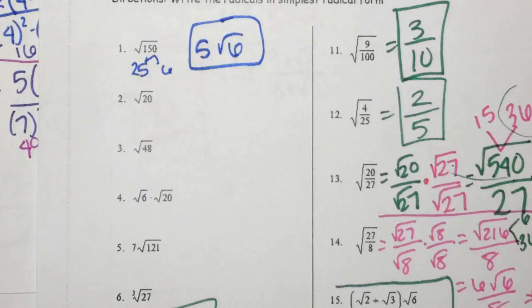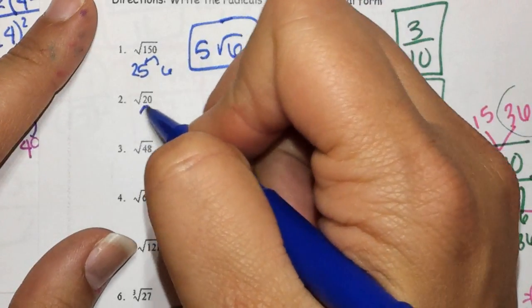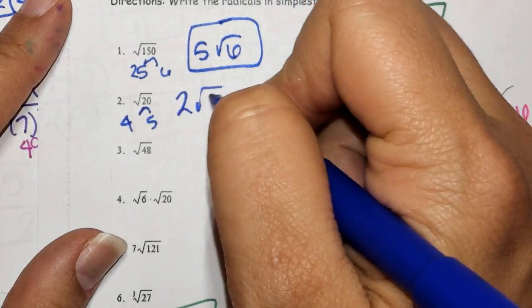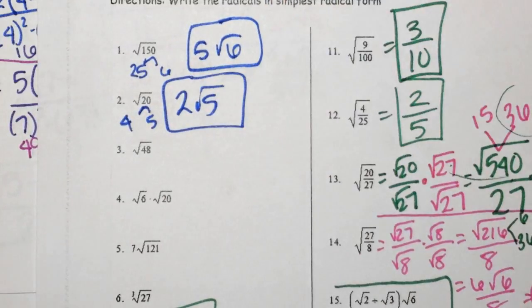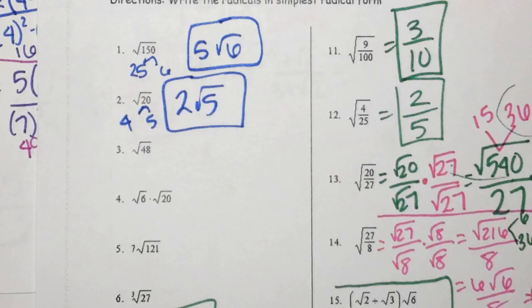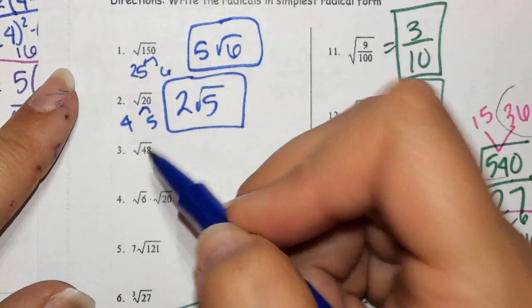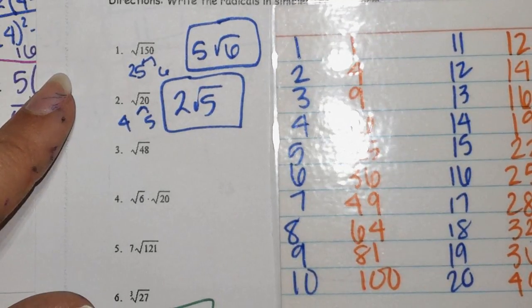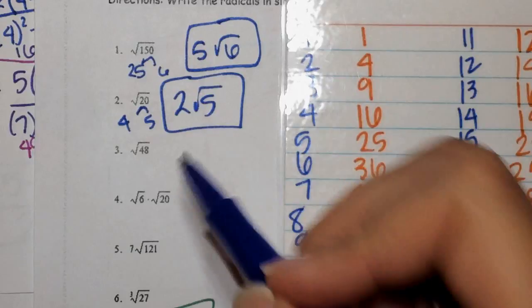All right, looking at number 2, what's the biggest perfect square that goes into 20? 4, and that gives you 5. And what's the square root of 4? 2. And you get 2 root 5. Is anybody still confused on how we get this? Okay. All right, let's look at 48. What's the biggest perfect square that goes into 48? 16 and 3.